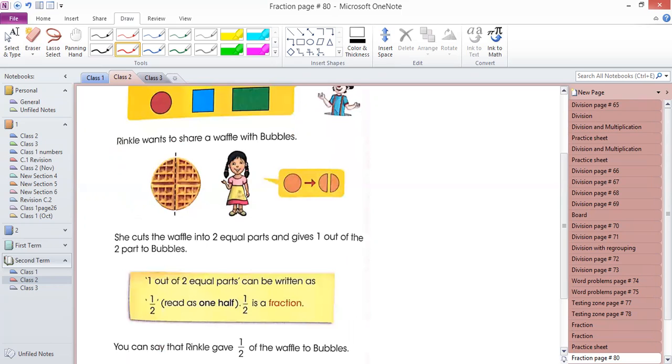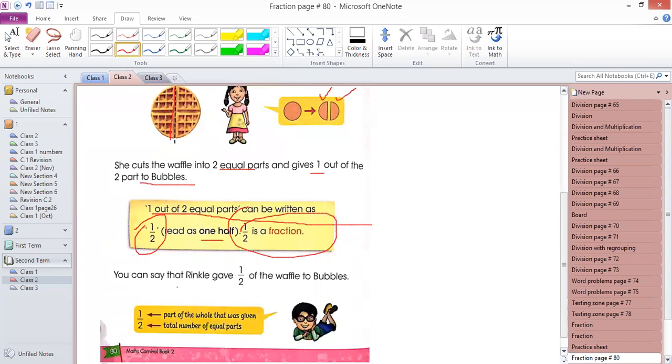Now look here. Wrinkle wants to share a waffle with Bubble. She cuts the waffle into 2 equal parts. Look, she cut it from the middle. So each part will be 1/2. When she cut the waffle into 2 equal parts and gave one out of the 2 parts to Bubble, 1 out of 2 parts can be written as 1/2, or we will read it as one half. 1/2 is what? It is a fraction. And we can say that Wrinkle gave half of the waffle to Bubble.